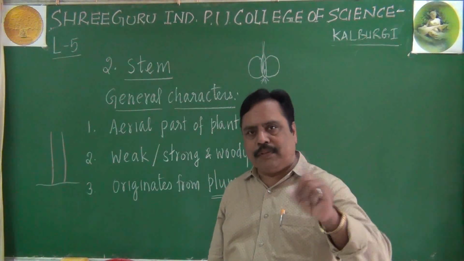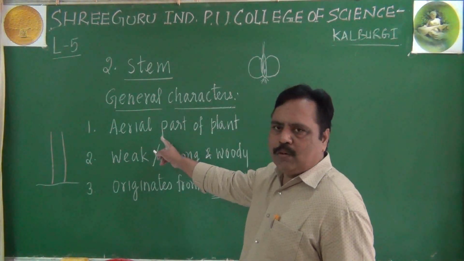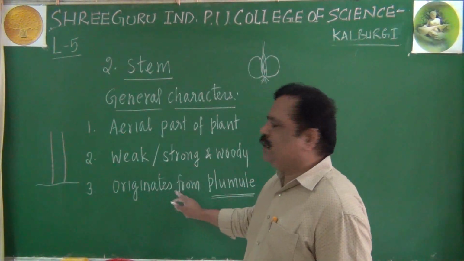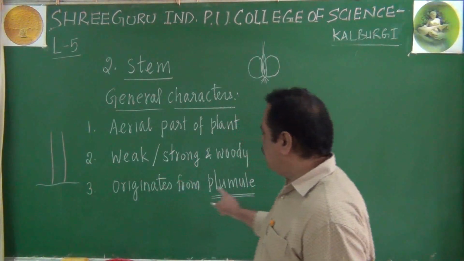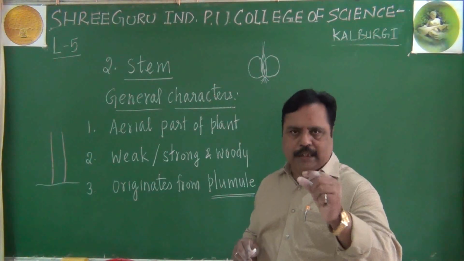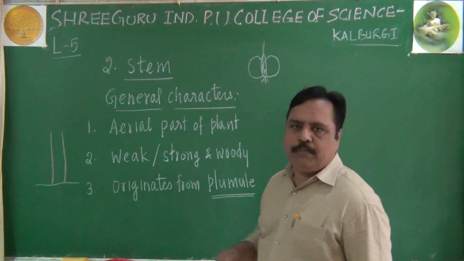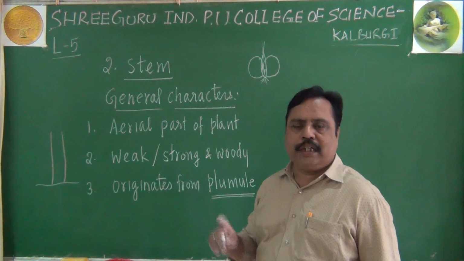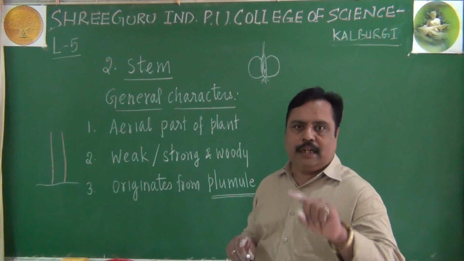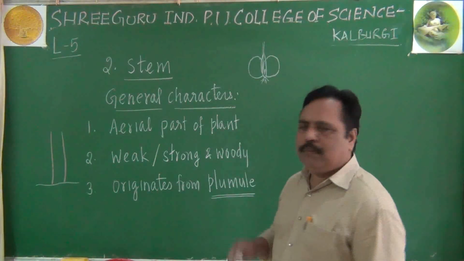I hope you can write the differences between root and stem also. Roots are underground parts, whereas stem is an aerial part. Roots originate from the radicle, whereas stem will originate from the plumule of the seed. So in the embryonic axis of the seed, there will be a plumule, and from that plumule the stem will originate. Where will the root originate from? Radicle. R-A-D-I-C-L-E. I told you, not radical, R-A-D-I-C-A-L. This is radicle, and the stem originates from the plumule.